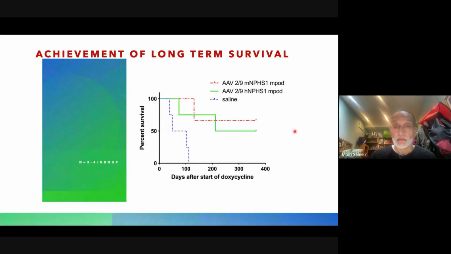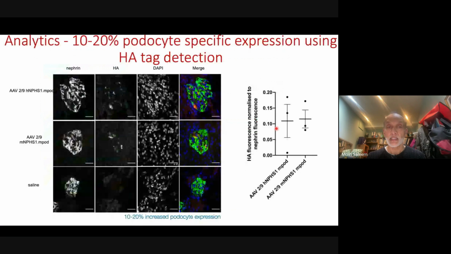And I think this is probably most impressive is long-term survival. So these mice, when you induce disease, they don't survive more than about 100 days. So they die of very severe renal failure relatively early. However, if you treat them, this was our pilot experiment, about 2/3 of the mice survive beyond a year. So pretty much the lifespan of a mouse. So that shows that you can achieve really good long-term survival with this therapy.